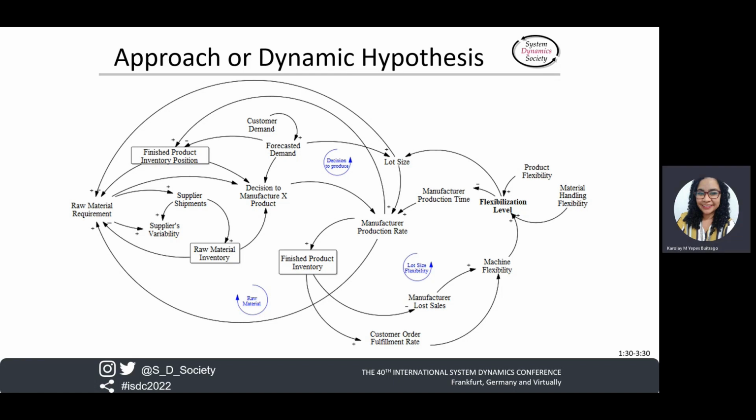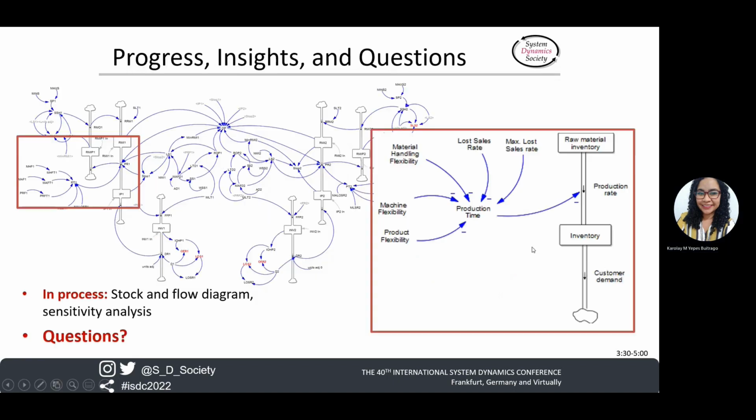As seen, this is a complex problem. For example, there are 8 loops in which flexibility level is involved, including between 5 and 9 variables. This holistic combination of relationships between flexibility, lot size, responsiveness, and variability is an innovative approach possible by using system dynamics. For this moment, the stock and flow diagram is still in process. This is part of how it looks until this moment.